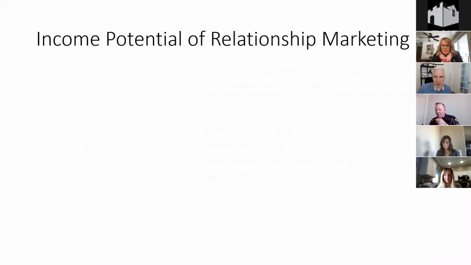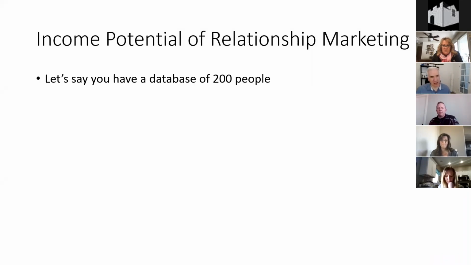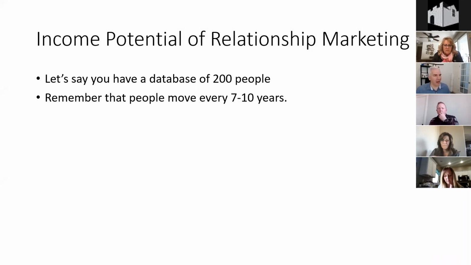So with that, let's go over the income potential real quick. Let's say you have an SOI or past client database. Let's say you've got 200 people. I would suspect most of you know more than 200 people, but we'll use 200 as our number. Now, I hear different numbers. You can pick whatever number you want, but statistically, people tend to move every 7 to 10 years.